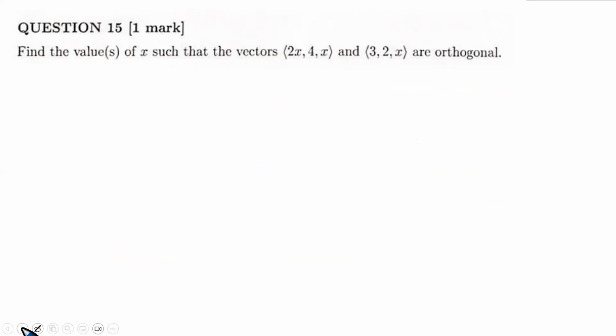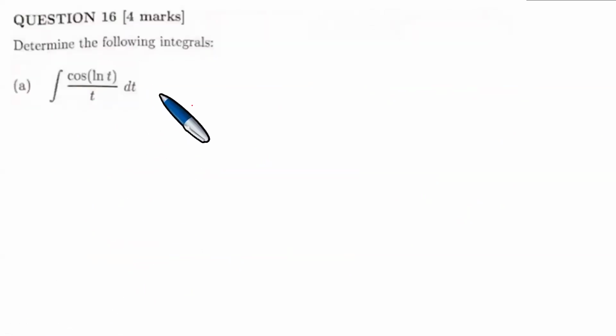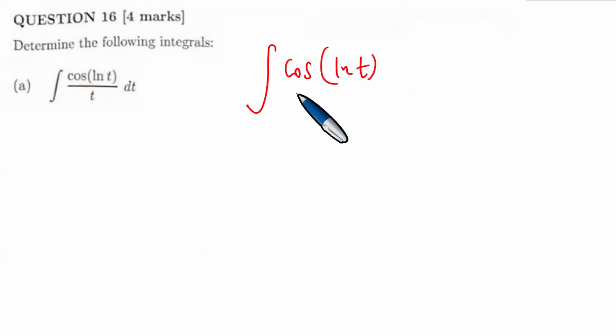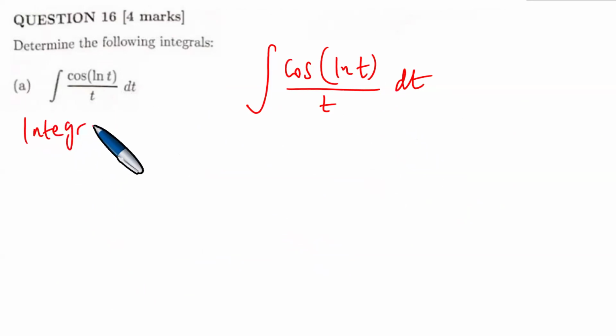Remember, we're looking at past exam questions here. Right, the next question is this integral. We're given the integral of the cosine of the natural log of t, divided by t, dt. Try this one quickly, please. As soon as you're done with this particular exercise, let us know so that we can discuss the solution together. This is a section on what we call integration. Please try this quickly, and we can discuss the calculations and steps of this particular question.